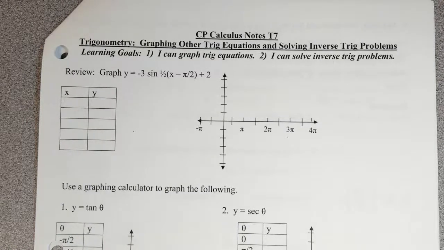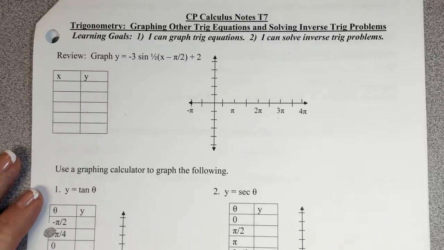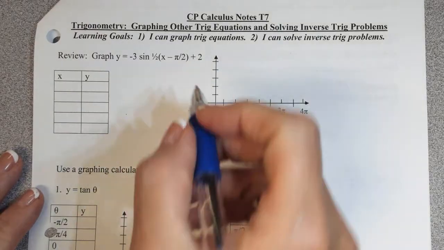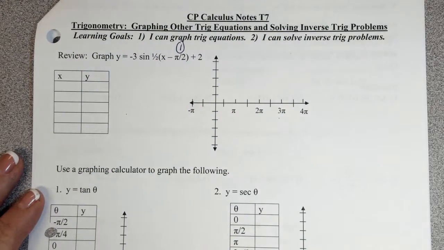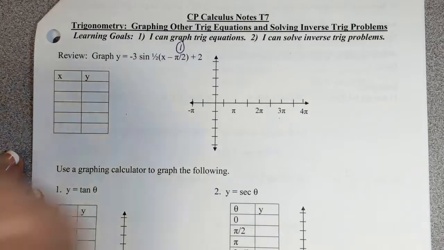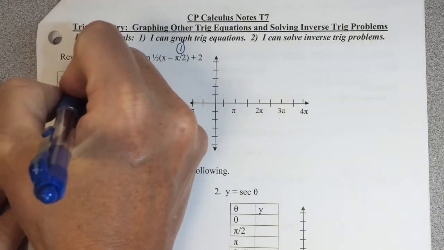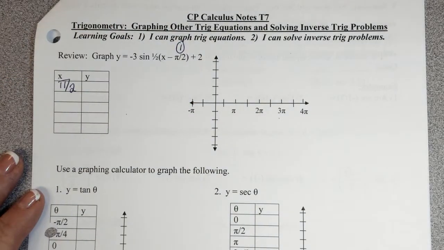Right, so looking at this first problem, the one you started on your own, the first thing you always want to look at when you're graphing these is if you have a shift left or right. So what does that minus pi over 2 do? It takes us to the right pi over 2. So that's where we're going to be starting our x's, at pi over 2.